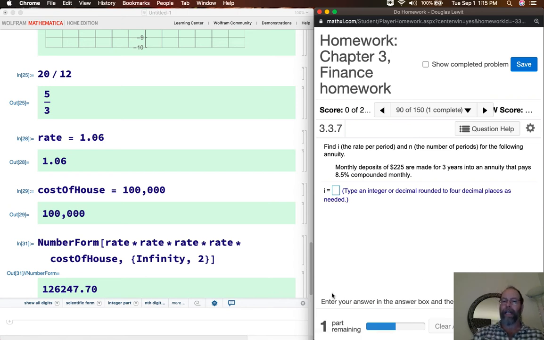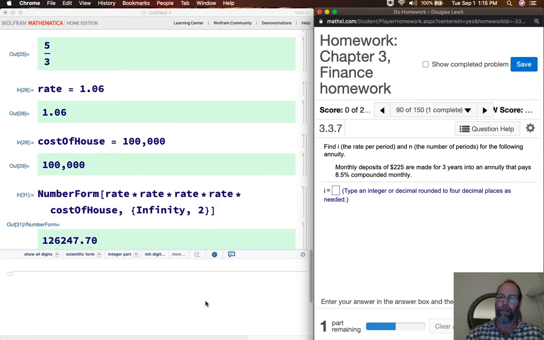Okay, problem 90 is a little bit harder, although it's not super hard, but let's work on problem 90 in your Chapter 3 finance homework, okay? Oh, yeah, this problem is actually kind of challenging. Okay, let's take a look at it.